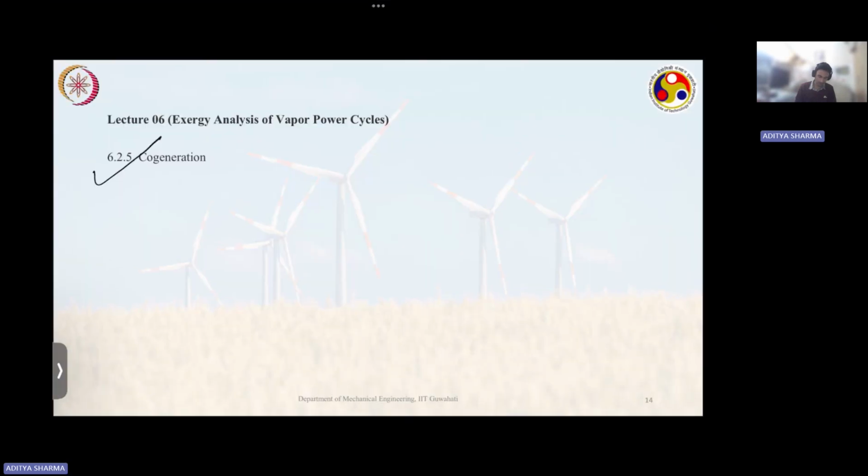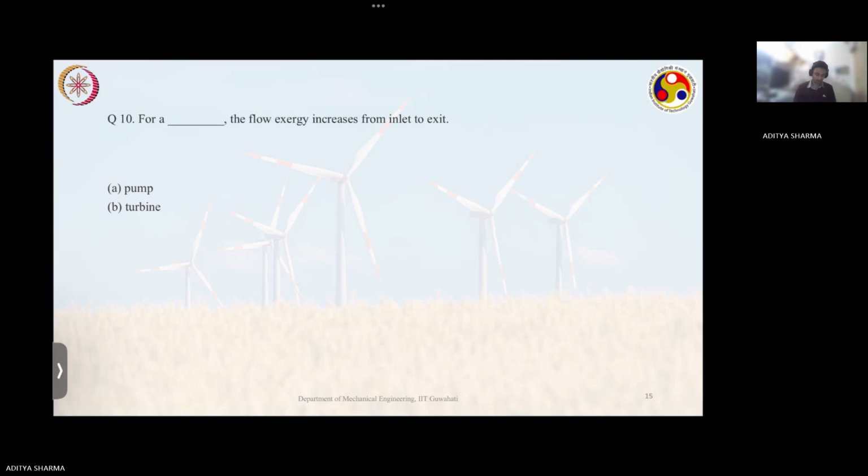Then let's see the questions based on this. Okay, for A, the flow exergy increases from inlet to exit. So clearly, we lose the exergy in turbines, right? The working fluid expands, the steam expands, and we get work output, and the steam loses its exergy, the working ability. But in case of pump, the case is opposite because we pressurize the working fluid, we do work on the working fluid and it increases its exergy, right? So option A will be correct for this question.